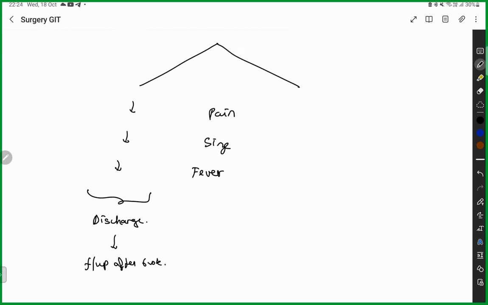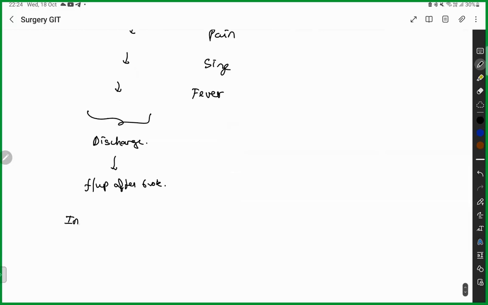After 6 weeks, what you're going to do? You're going to perform interval appendicectomy. This is going to be interval appendicectomy.